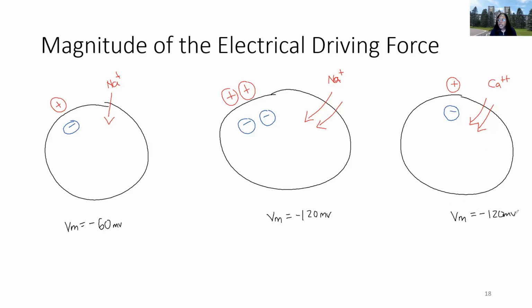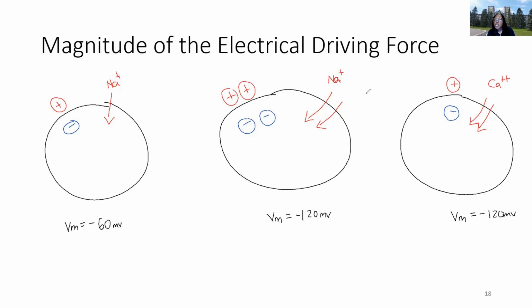Okay, what we're trying to illustrate here is what are the things that determine the strength of the electrical driving force? What are the things that determine how much the particles want to move according to this force? And just to summarize, those would be the strength of the membrane potential, which is the polarity, which is the degree of the separation of charge, and the particle in question, the type and amount of charge on the particle in question.